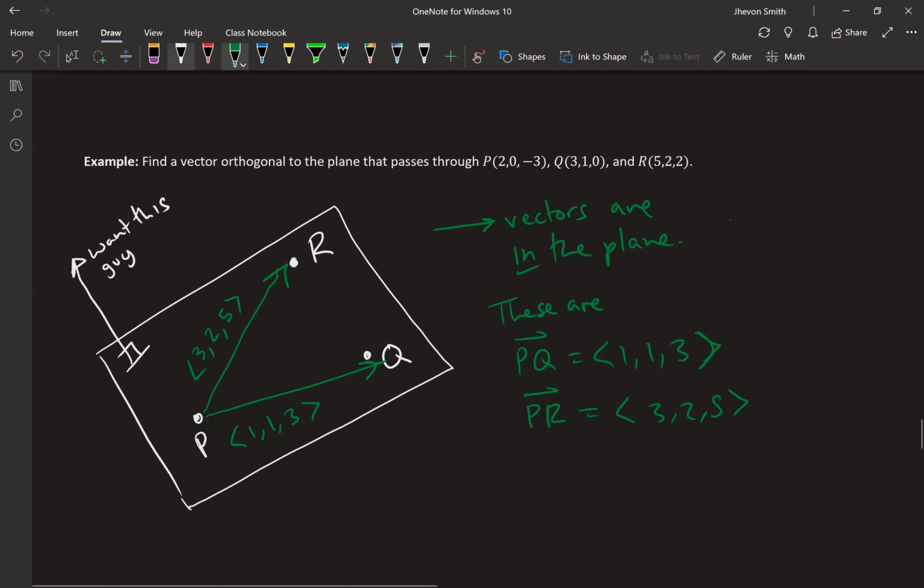Okay, I can find the two vectors. What do I do with them? How do I use them to get to the guy that I actually want? I want a vector that's orthogonal to the plane. What relationship would such a vector have to the vectors PQ and PR?